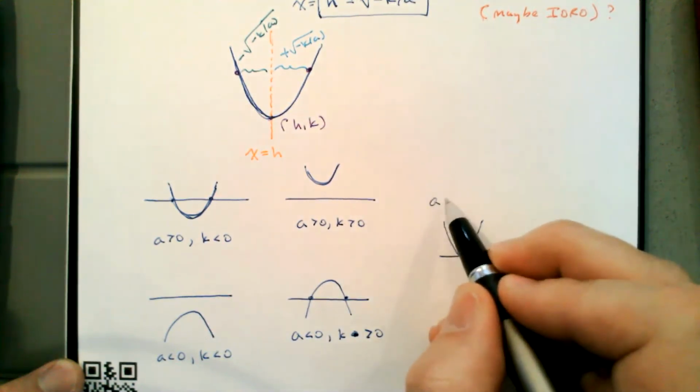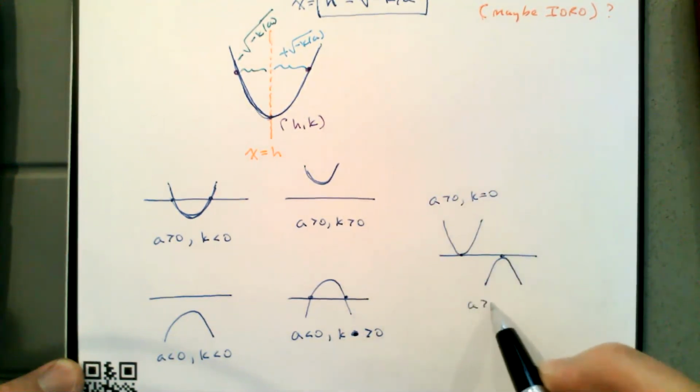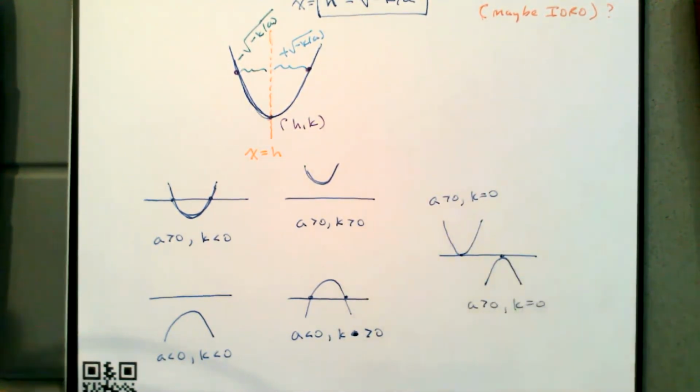here we have a is positive, but k is equal to 0. And here we have a negative and k is equal to 0. Those are the things that can happen with parabolas, where y is a function of x.